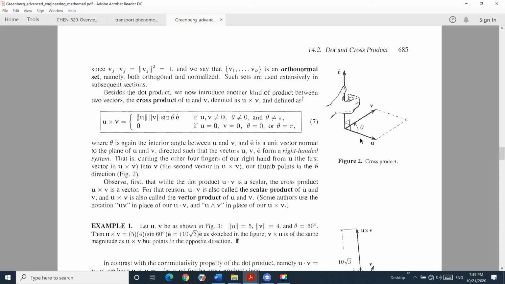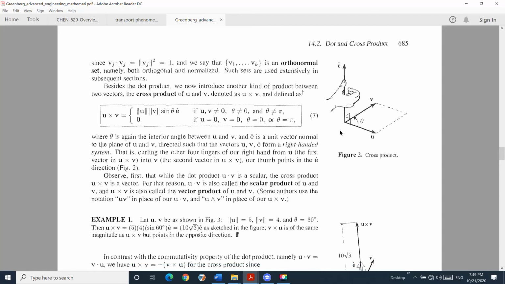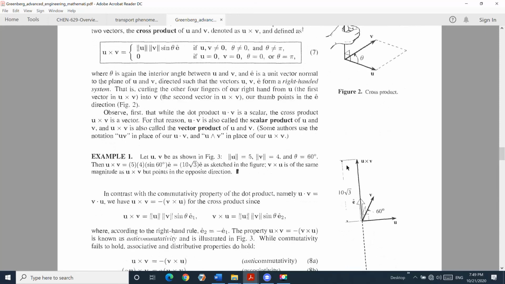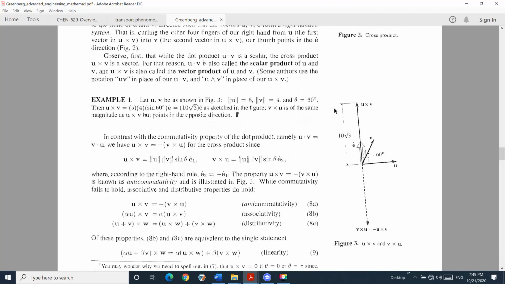Actually, what we obtain by using the right hand representation, the cross product between u and v gives you another vector. The magnitude of this vector gives you the area of this parallelogram here. We call this the cross product.